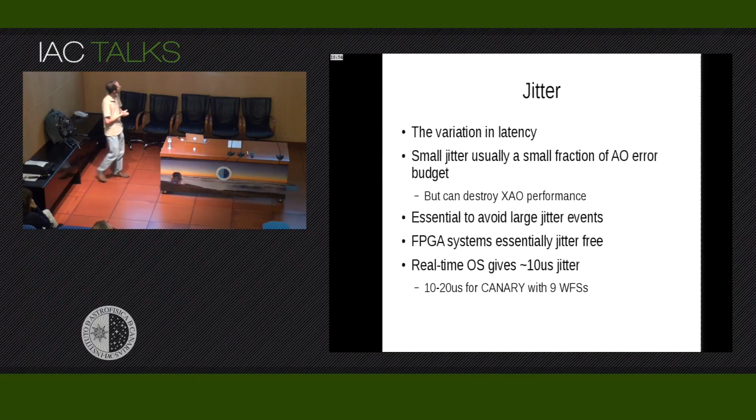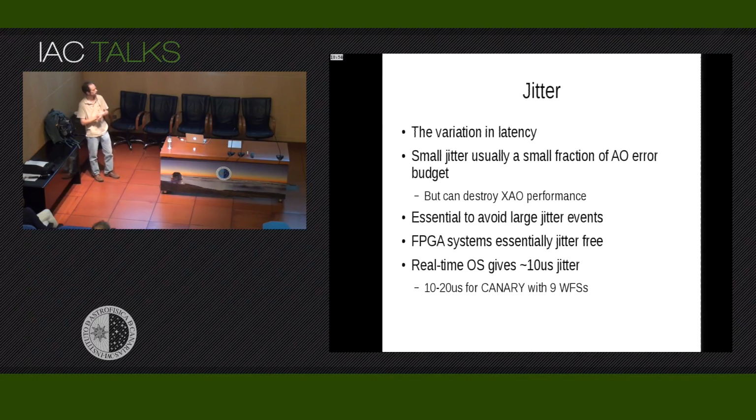Small jitter is usually a small fraction of an AO error budget, but of course it can destroy extreme AO performance. If you're trying to find a planet next to a star, and you have a jitter event, it can allow the light from the star to flip onto where the planet is and completely swamp the signal. The planet is 10 to the 10 fainter. So it's essential to avoid large jitter events.